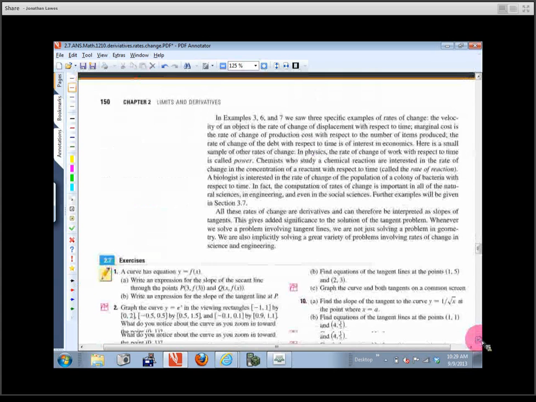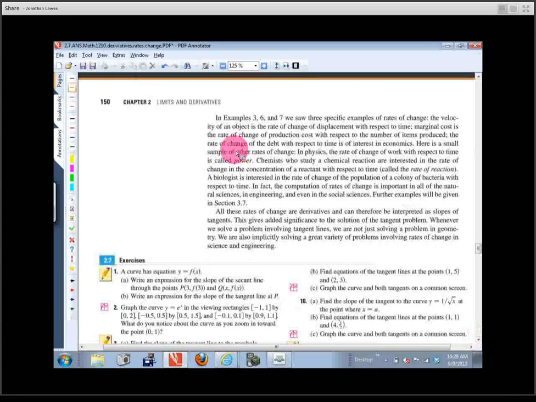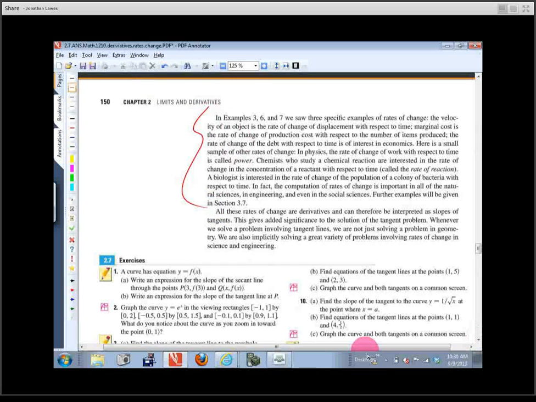All right. And then it says, let's see right here. Braden, will you read that? That's a long one. Will you read that paragraph right there? Examples 3, 6, and 7, we saw 3 specific examples of rates of change. Velocity of an object is the rate of change of displacement with respect to time. Marginal cost is the rate of change of production cost with respect to the number of items produced. The rate of change of the debt with respect to time is of interest in economics. Here's a small sample of other rates of change.